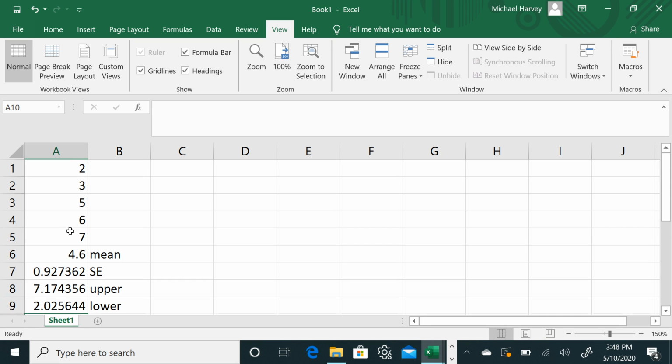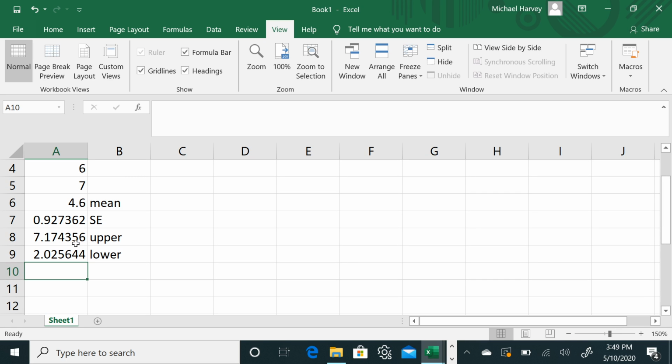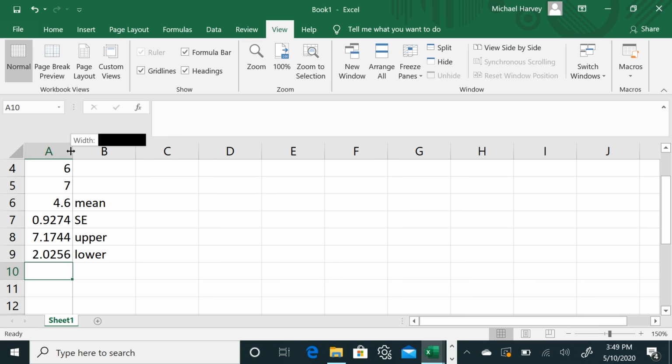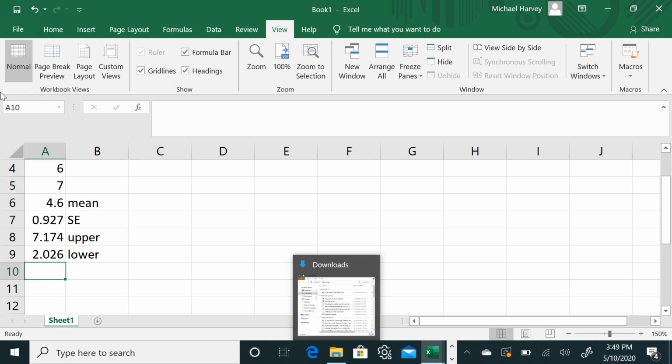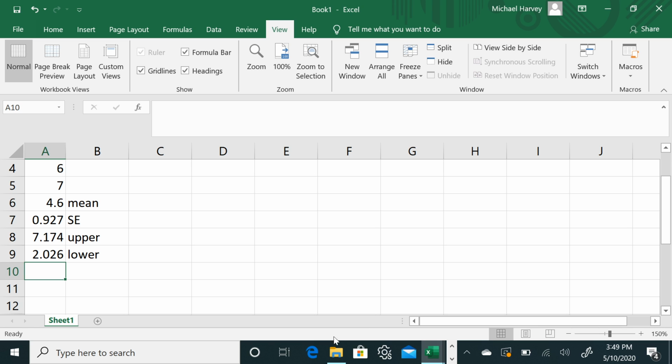What that means, and you have such a small sample size, that's one reason why this confidence interval is so wide. We could say that the population mean of this sample is somewhere between 7.174 and 2.026. By the way, I'll show you a neat little trick. You can get this to round things off for you just by narrowing the column to the number of decimals you want. Isn't that neat? That's something you can do when you're taking tests.